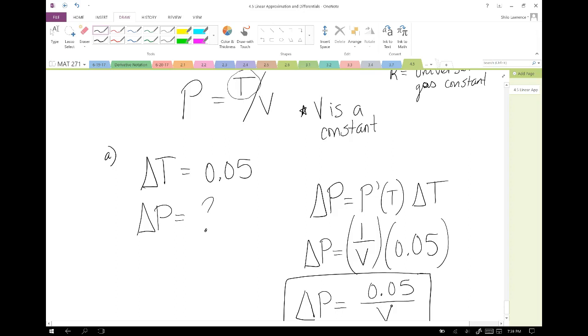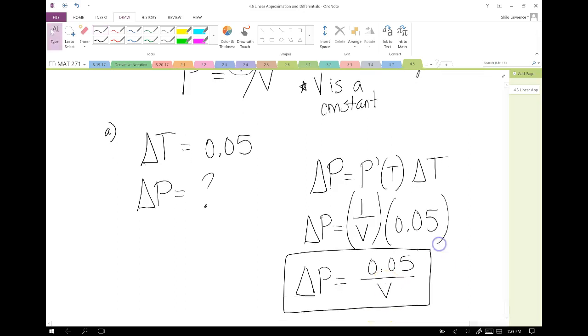And if you're not sure, you can plug in some numbers and see. So the change in pressure is 0.05 divided by V. They want to know if that's an increase or a decrease. Well, the easiest way to tell is the fact that it came out positive. Since it's positive, it's an increase.